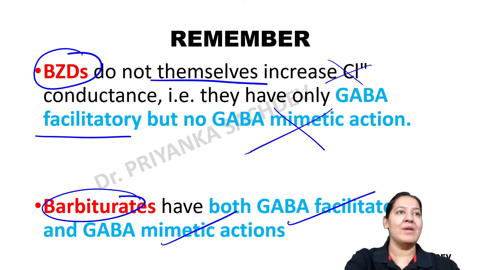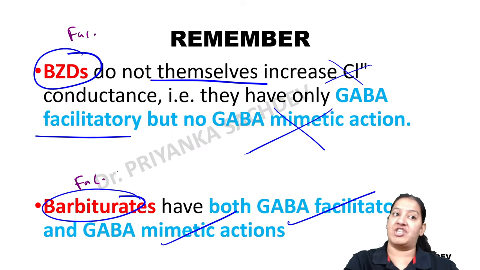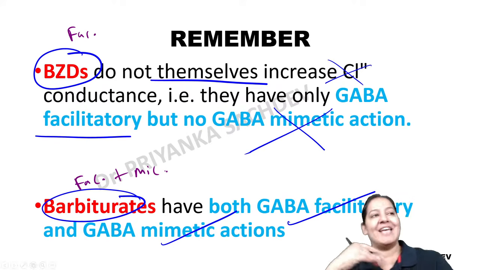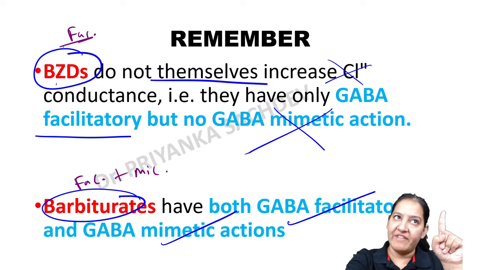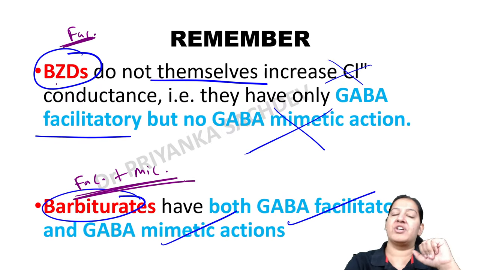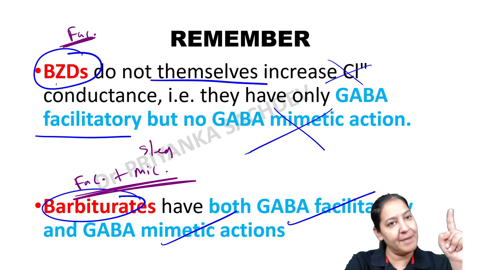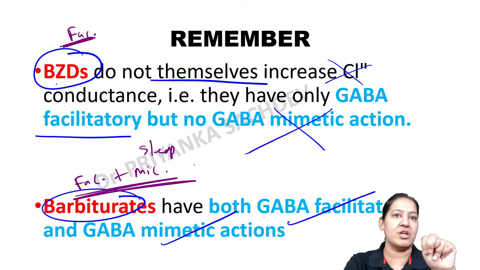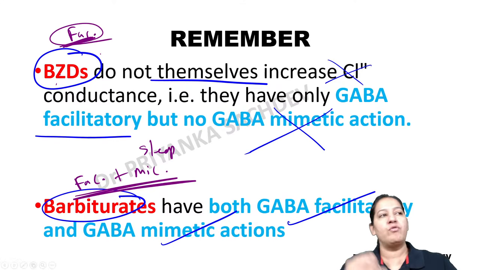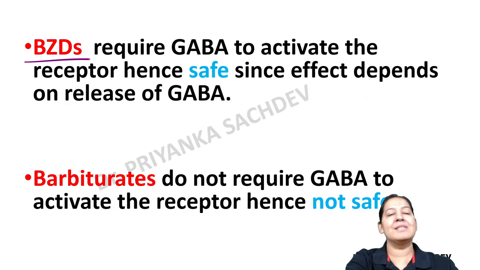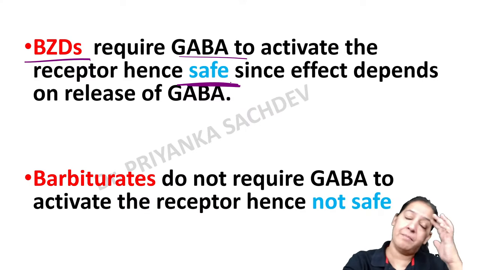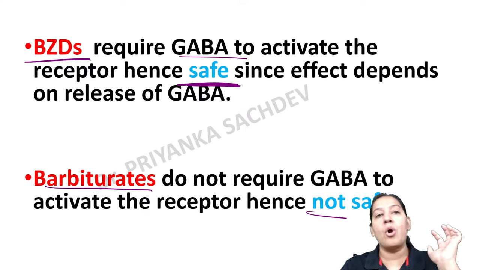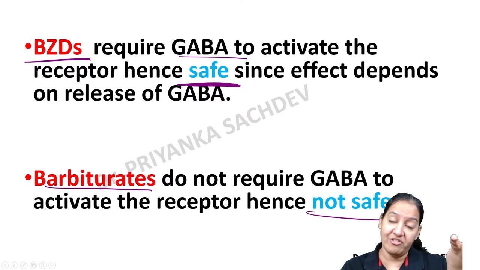Since benzodiazepine has only one action, facilitatory, no mimicry, and barbiturates have double action, facilitatory as well as mimicry, which are safe? By common sense, you tell me. The one with only one action, facilitatory, or the one with double action? With double action, instead of sleep there can be coma or death. We want only one action, facilitatory. We do not want double action. That's why benzodiazepines are safe, because they have only GABA facilitatory action and no GABA mimetic action. Barbiturates are not safe. They have double action.